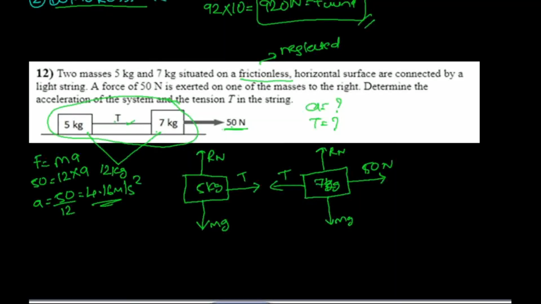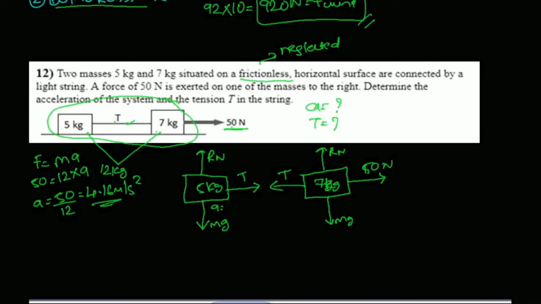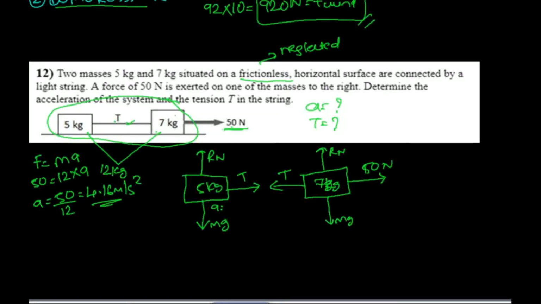Let's consider the 5 kg body. Since the acceleration of the two bodies is the same, since they are closely connected, suppose we consider a railway wagon, the first bogie and second bogie, if any bogie is accelerated, the same acceleration comes in the second body also. The same way, when this body is accelerated, the same acceleration is experienced by the second body. So A is nothing but equal to 4.16.